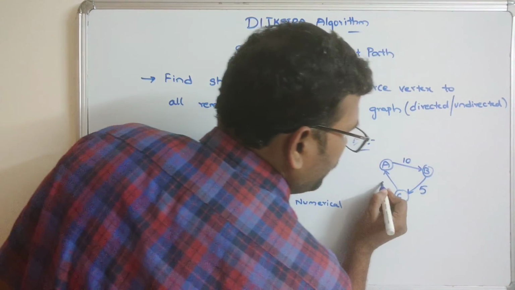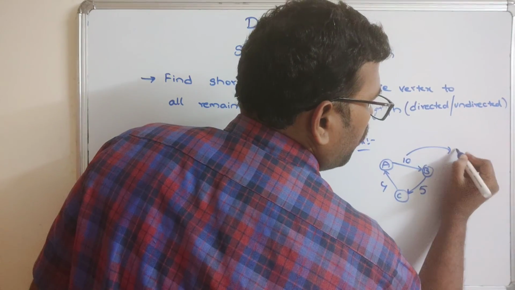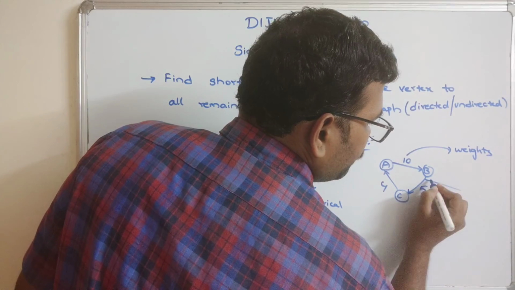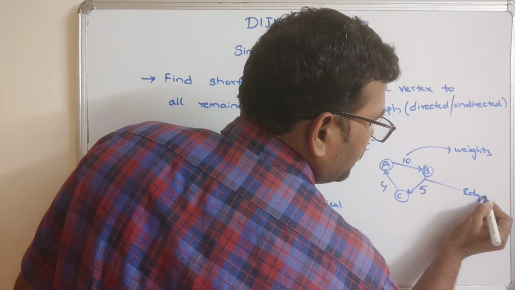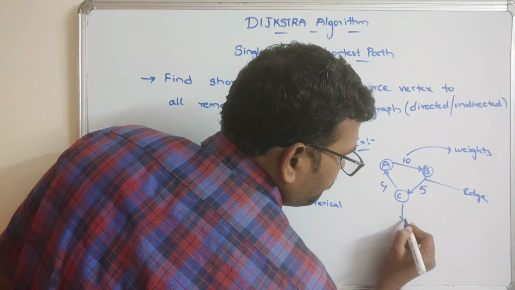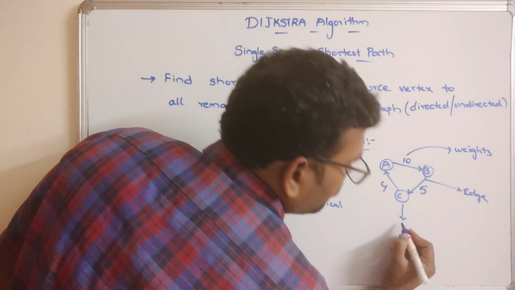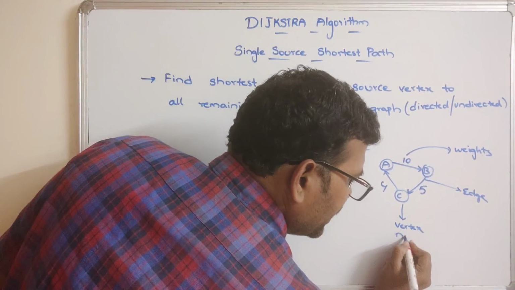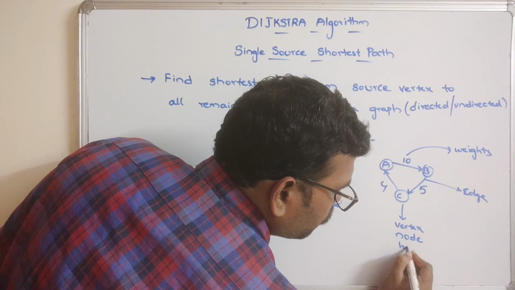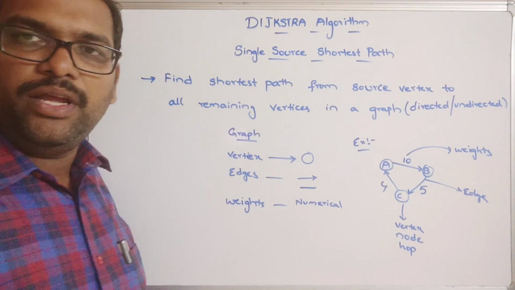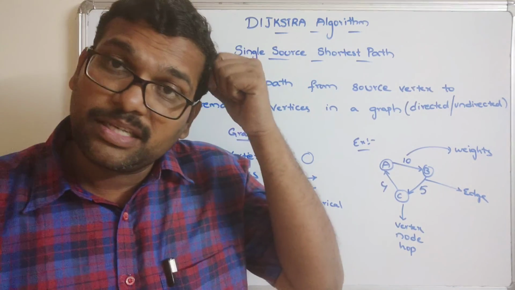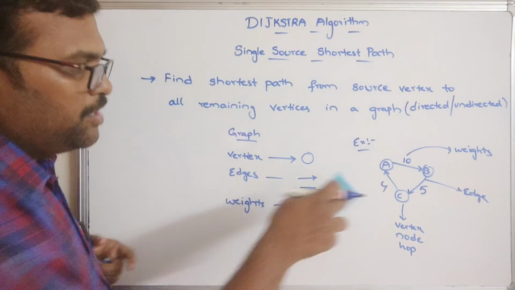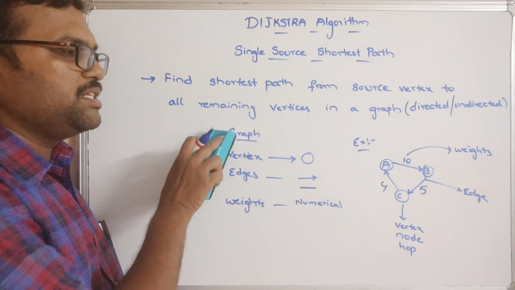So 5 and 4 are called weights, this is called an edge, and this is called a vertex. We can also call it a node, or we can also call it a hop, depending upon the subject or course. So vertex, node, or hop. This is a small introduction about the graph.